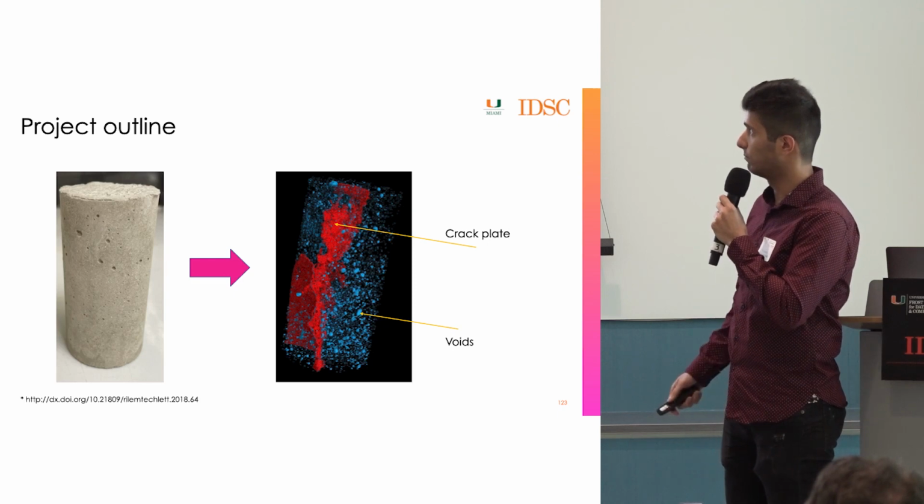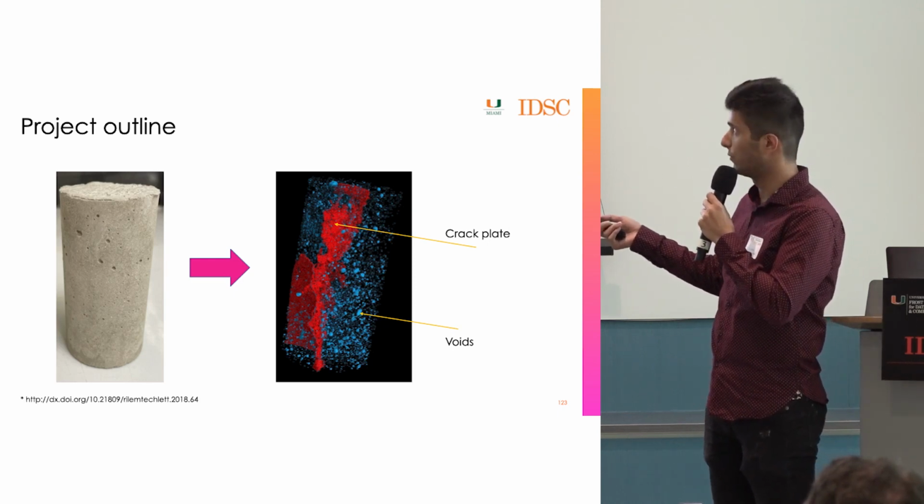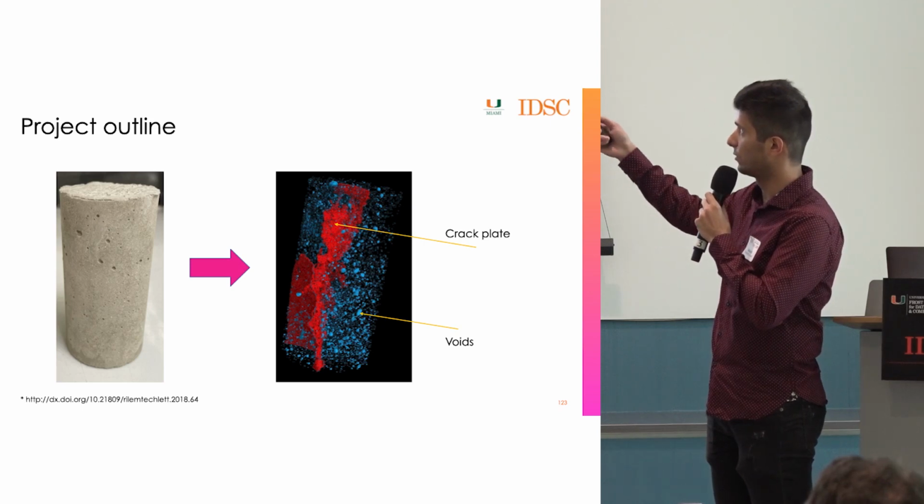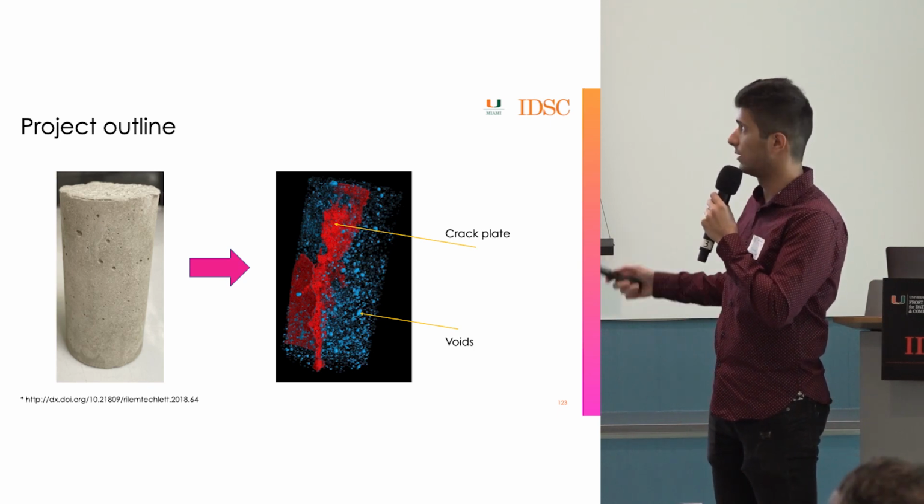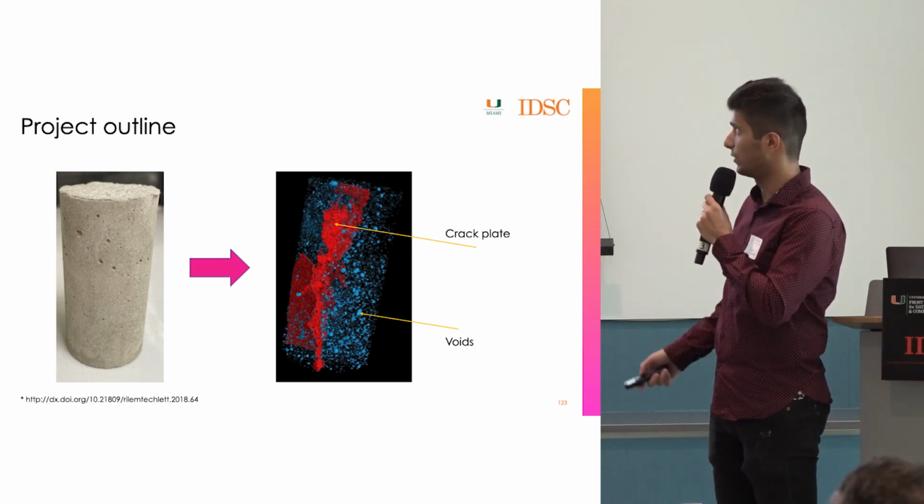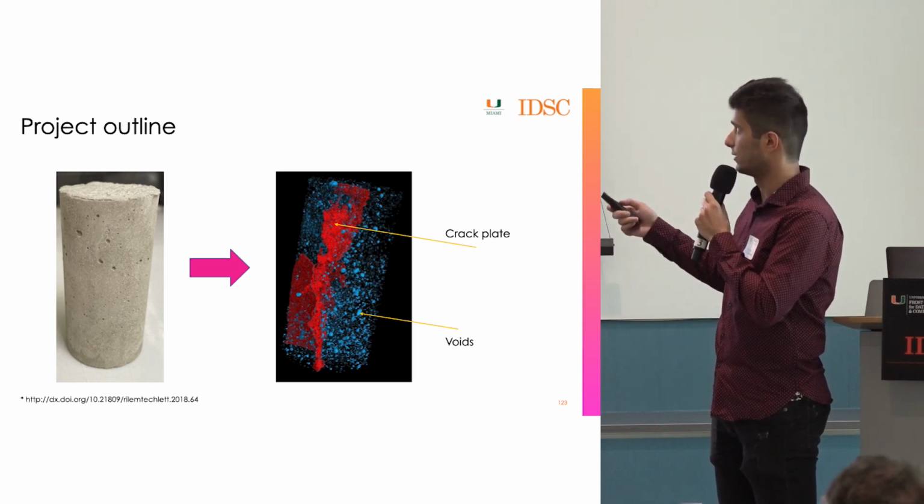This is a direct comparison to the image I showed you before, where here you see the crack plate, you see the voids separated. This is done by hand. It's not easy. It takes a lot of time. So we want to automate this process and other phases that are not seen in this picture.